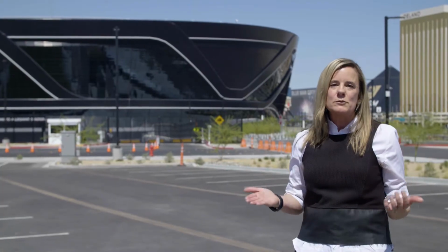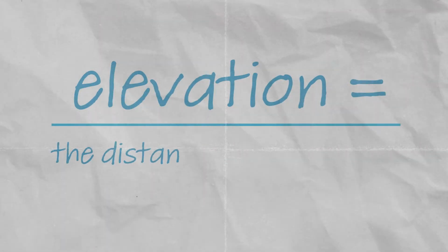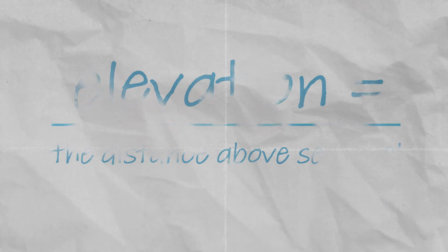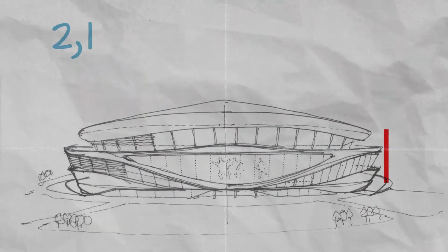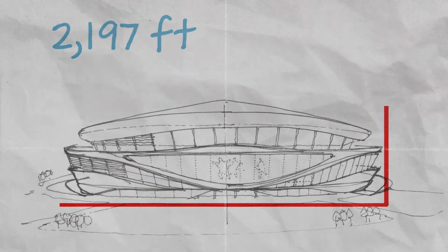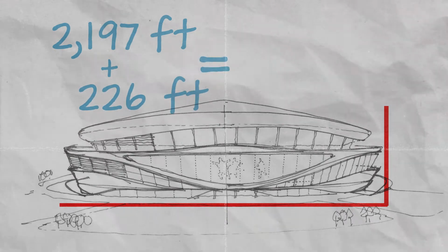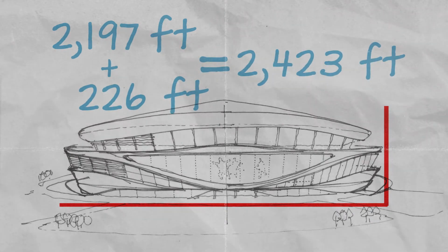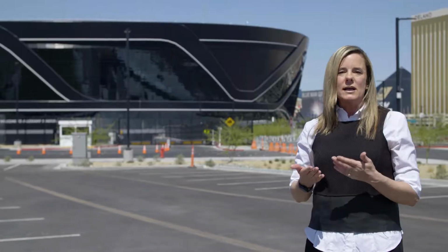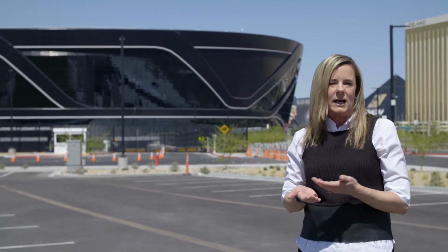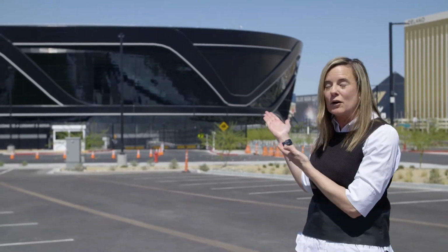One other way we use math to design the stadium is elevation. Elevation is the amount of feet above mean sea level. The elevation of the stadium is 2,197 feet. Add on top of that 226 more feet and you get the top elevation of the stadium. That allows us to be just below the flight path and allow airplanes to still fly over top of the stadium.